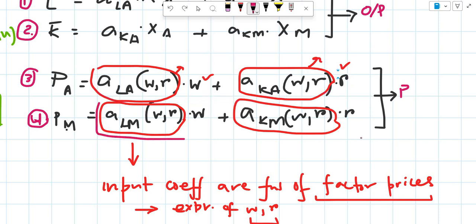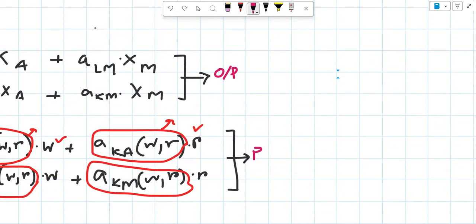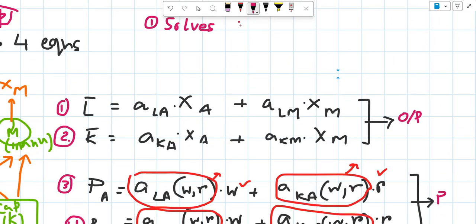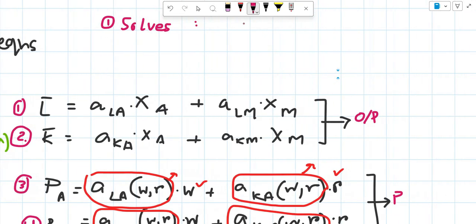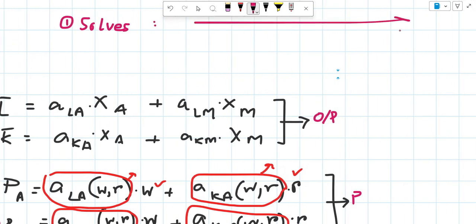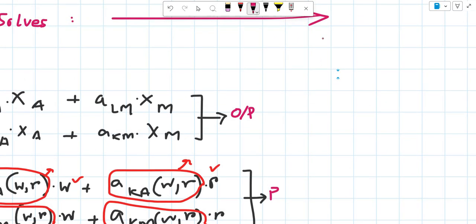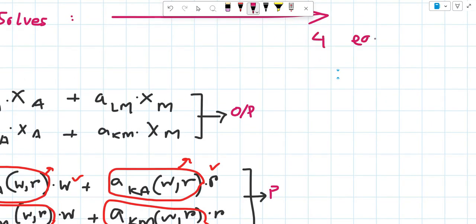Similarly, this is also an expression in W and R completely. There are no other variables involved. Now, if we have to solve, so I had written solve, right? So if you have to solve an equation, let's see something. In this system that we have 4 equations, right? So we have 4 equations.